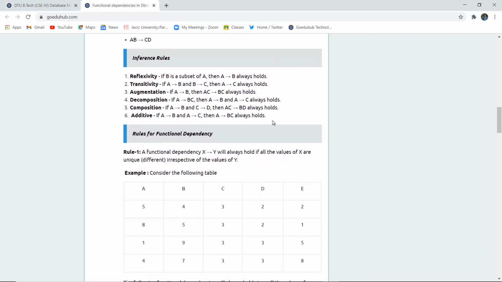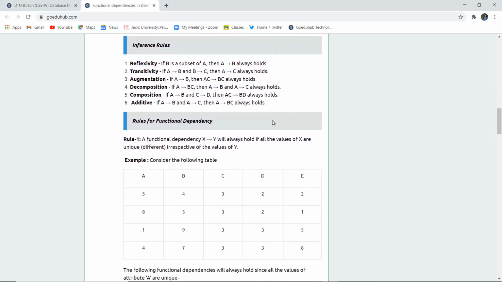Now there are several inference rules for calculating the different dependencies, and those are, first, reflexivity: if B is a subset of A, then A determines B always holds. Similarly, transitivity, which we have already studied in our very primary classes: if A determines B, and similarly B determines C, then A determines C always holds. They have the common elements.